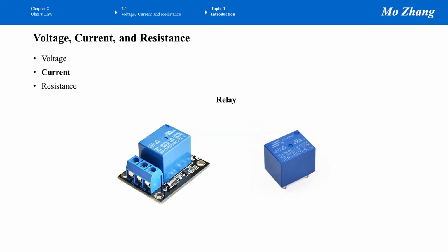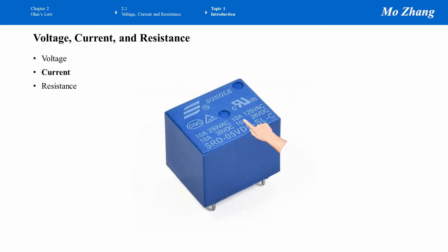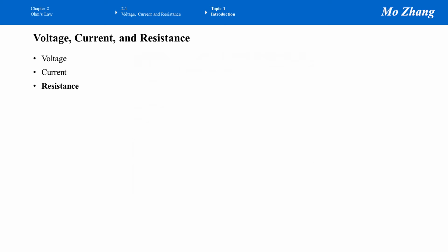The second quantity is the current. Some electronic devices also label the current they can handle, such as these 2 devices. These are called relays. A relay is an important electronic device that we can use to control current flow. If you look at the top of this relay, it shows 10A, 10 ampere, where A is the unit of current, it is ampere.